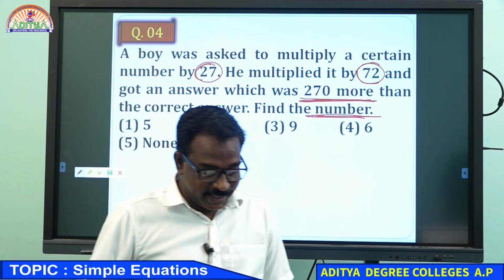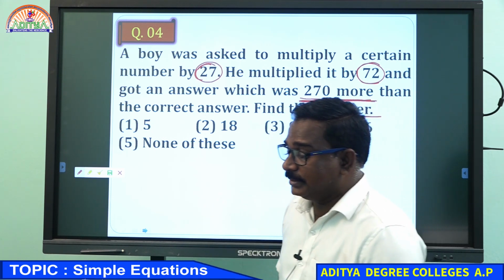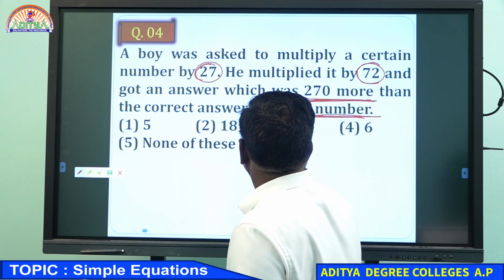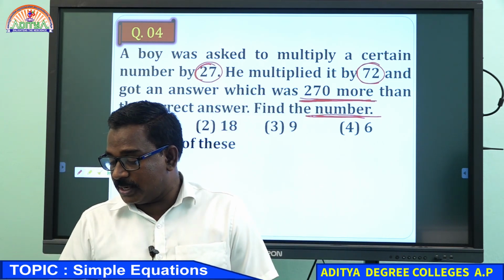Sweta Sai is saying 9 is the answer. Of course, 9 is there in the options. Is it correct or not? Once you check.